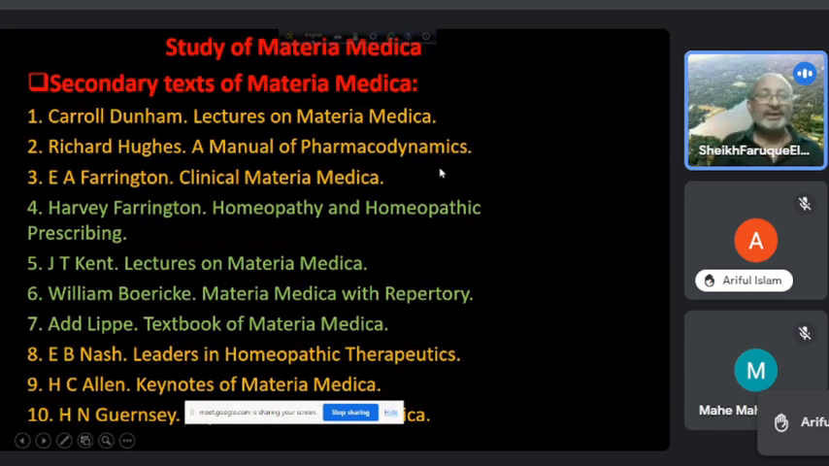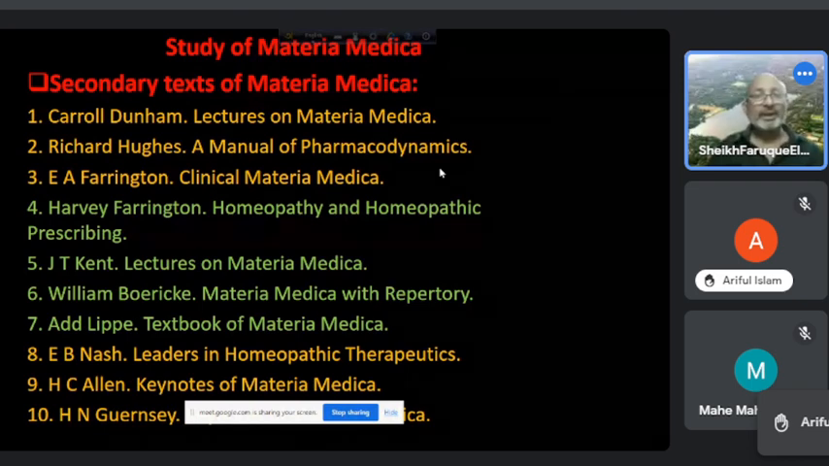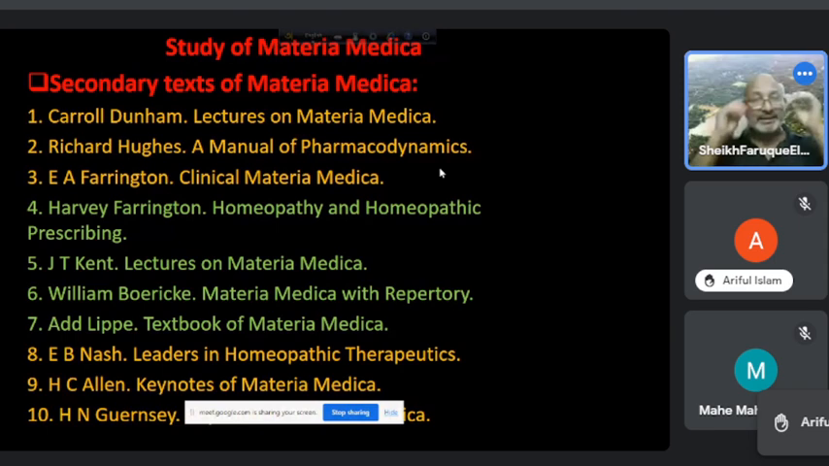I tell you, E.A. Farrington was a direct student of Dr. Constantine Hering. And his elder brother was also an MD from Philadelphia Medical College. And by his stimulation, he was interested in homeopathy and studied in Homeopathic Medical College and became an MD. Then he became a professor of Materia Medica of Hahnemann Medical College of Philadelphia, the most illustrious, biggest homeopathic medical college of the world at that time.